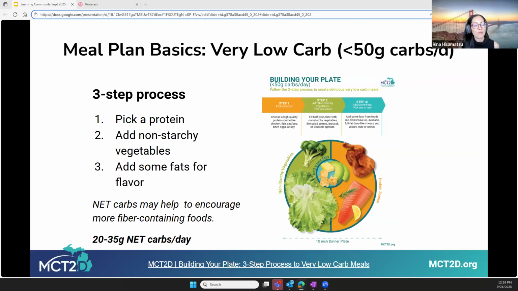All right. So I'm hoping, in the next couple of slides here, to walk everybody through some of the basics of VLCD meal planning and discuss this in a little further detail as well. So when it comes to the meal planning basics, I will usually share this meal planning handout with my patients. It's essentially a 3-step process, very similar to the 4-step that you saw earlier, without the 4th step of the carbs. So essentially picking a protein, adding your non-starchy vegetables, and using fats for flavor and satiety.